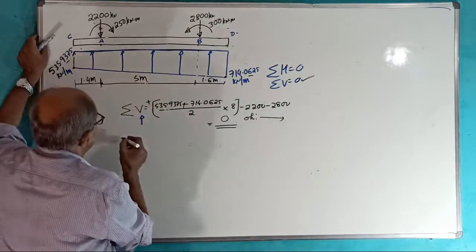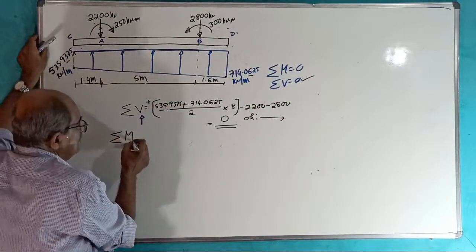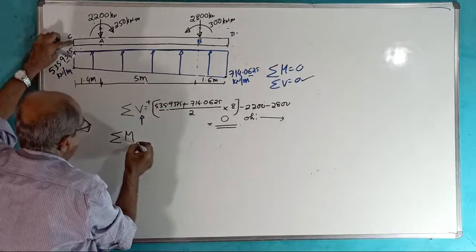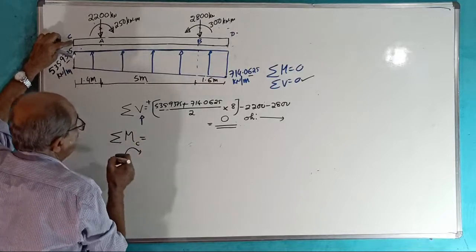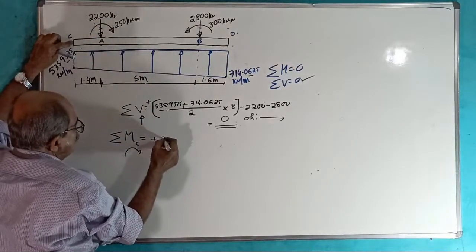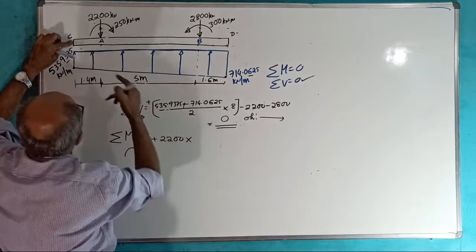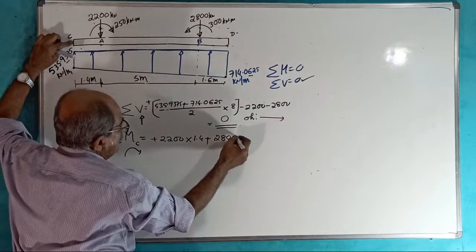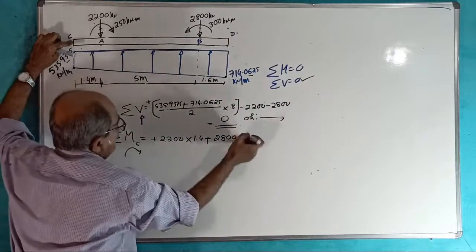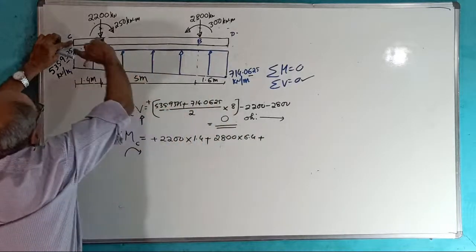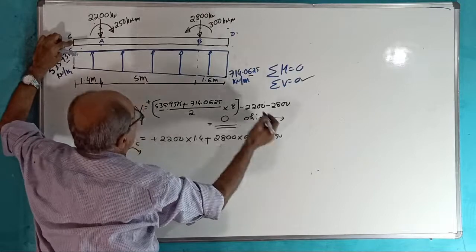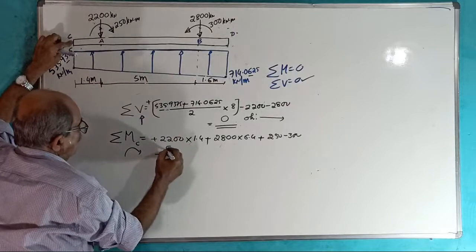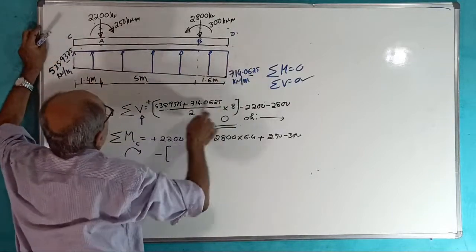Now, second condition, sigma M about any point. You can take about C, any point. I will take about C. Any point will do. Clockwise positive. Plus 2200 into 1.4, plus 2800 into 1.4 plus 5 is 6.4, then plus 250 into minus 300, then minus moment of this entire load about C.